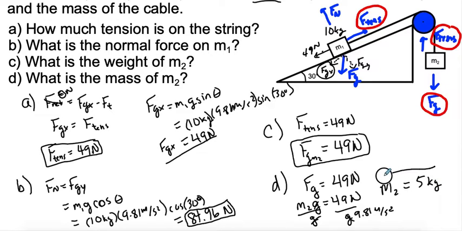Okay, so block 1, or mass 1 here, was 10 kilograms. Mass 2, we worked all the way through this, and we found out that it was 5 kilograms. So this is a balanced system if we disregard friction and whatnot.